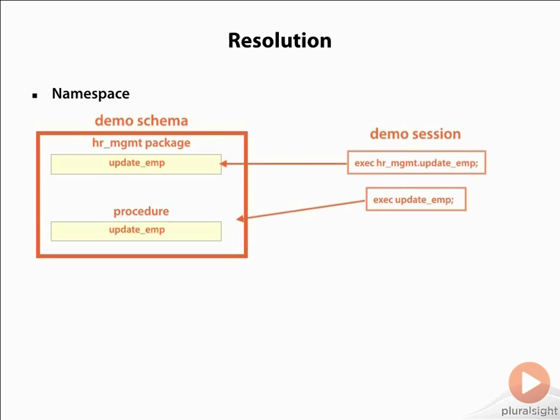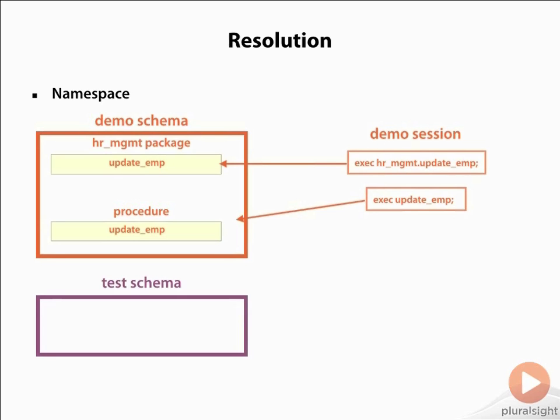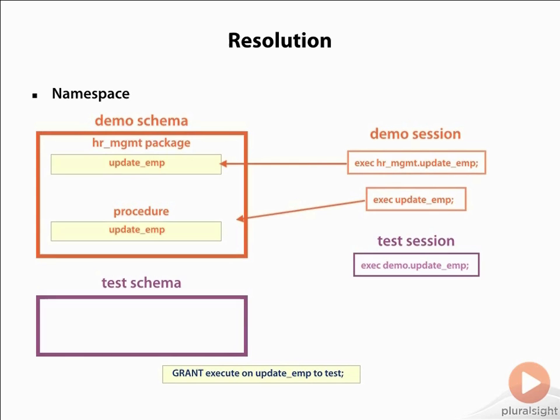We can have the same packaged procedure in multiple schemas and we can access each one by prefixing the right package name followed by a dot. Now say we have another schema or user test to whom we are granting execute on this procedure using the statement grant execute on update_emp to test. So if a session is logged in as user test, it has to issue exec demo.update_emp to be able to access the standalone procedure. Using the schema prefix or namespace, it can resolve it and find the procedure.